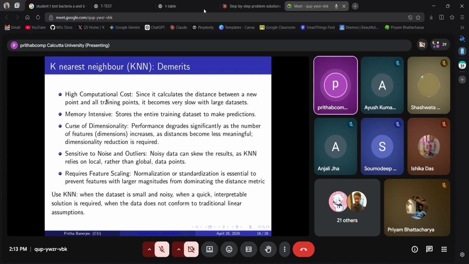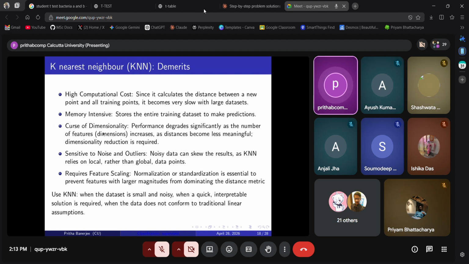And the demerits: obviously the computation cost is a little high, not as high compared to other classification algorithms, but you can consider it high because every time it has to calculate the distance between a new point and all training points. So if you have large data sets, then it may become a little slow. It is memory intensive because you always have to keep the entire training data set to make the prediction.